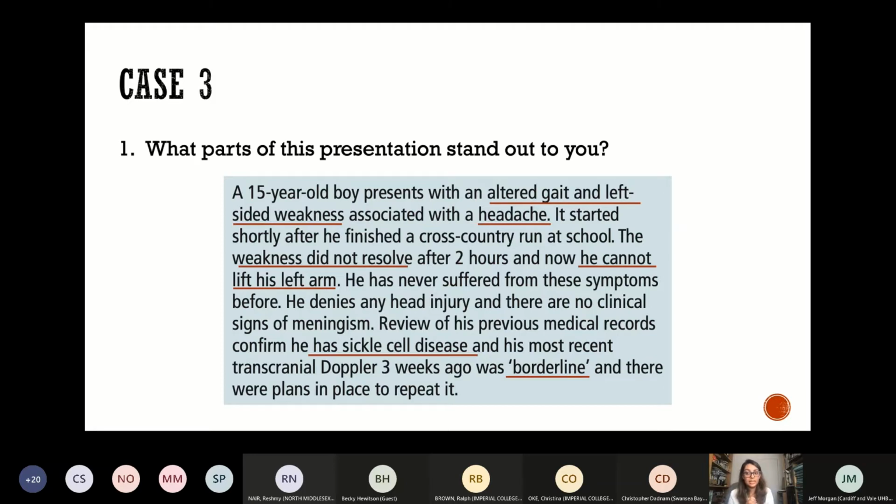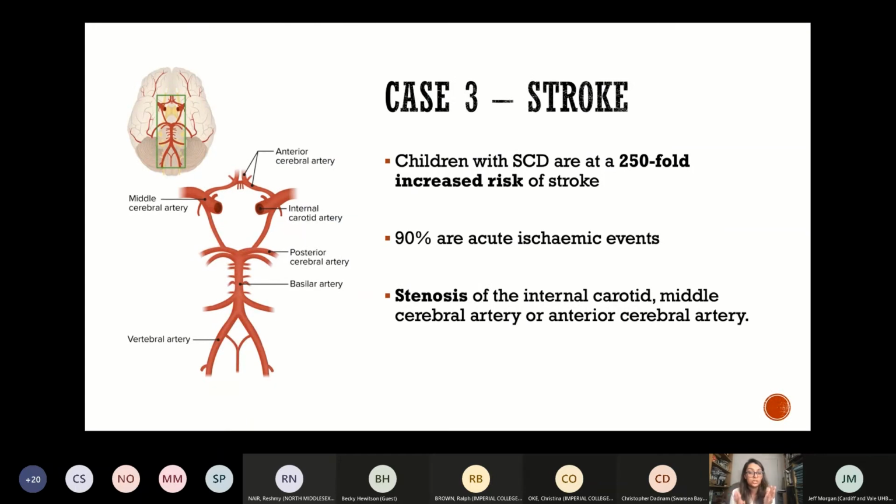So again, headache is a very common presentation that comes to ED, but with those who suffer from sickle cell, the main thing that you want to keep an eye out for is stroke. So children with sickle cell disease are at a 250-fold increased risk of stroke, 90% of which are acute ischemic events.